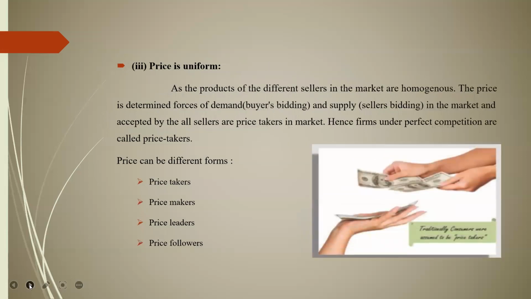While coming to the third feature, it is about price being uniform. That means as the products of different sellers in the market are homogeneous, the price is determined by forces of demand and supply in the market and accepted by all the sellers or price takers in the market. Hence, firms under perfect competition are called price takers.